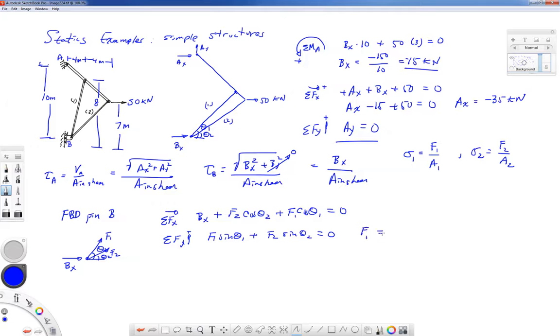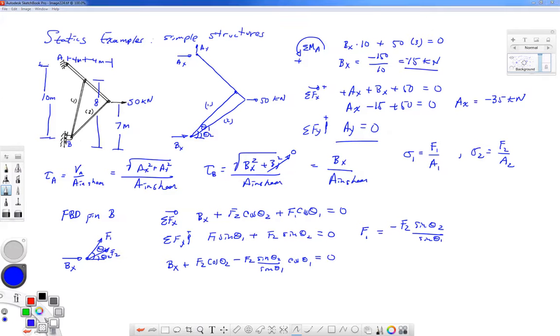So I'm going to write down F1 is equal to minus F2 sine theta 2 over sine theta 1. We'll put the numbers in just a minute. And then I'm going to take that F1 and insert it into the first equation. Bx plus F2 cosine theta 2, and then minus F2 sine theta 2 over sine theta 1 times cosine theta 1 equal to 0. Now let's find those angles.